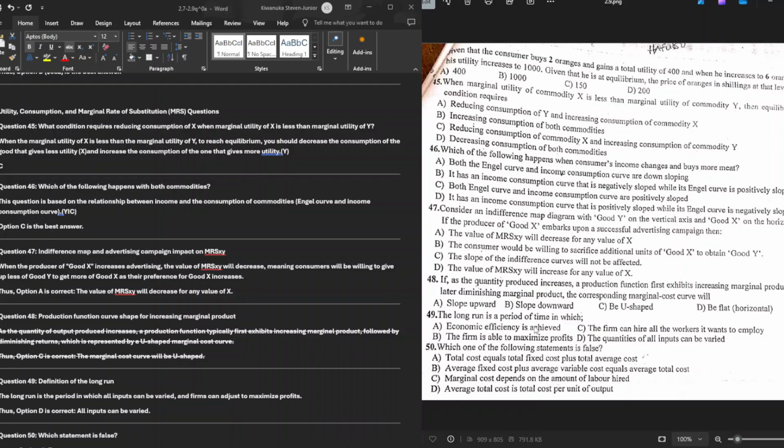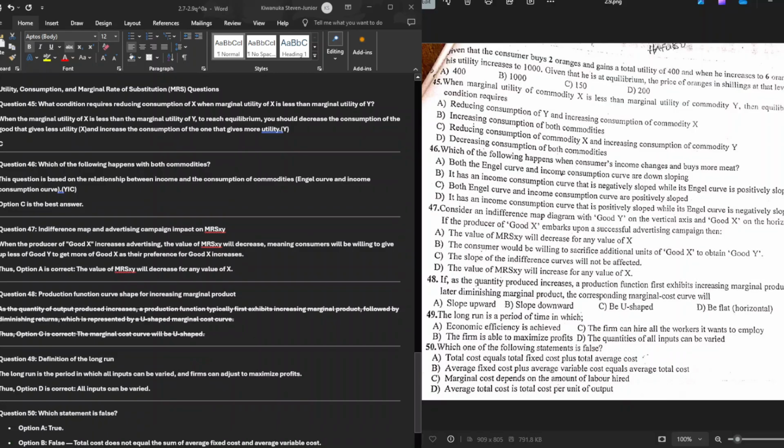Then we come to 49. The long run period is the time in which, by definition, economic efficiency is achieved, all firms maximize profits, or all firms can hire all the workers they want to employ. It is B: the quantities of all inputs can be varied. In the long run, we assume that even fixed factors like land can be varied. Why? Because your output has probably increased. You have a bigger market, so the quantities of all inputs can be varied.